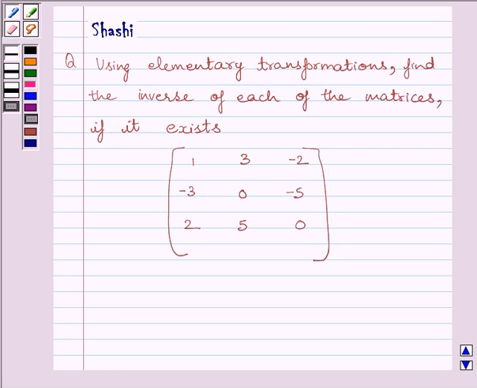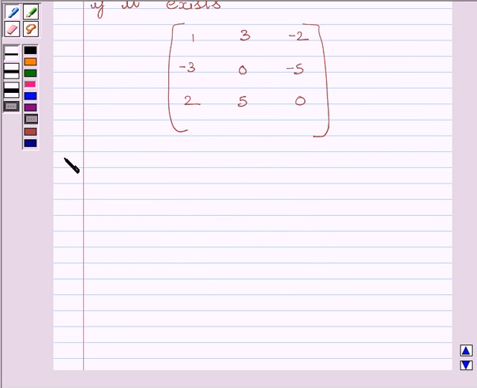I'm Shashi and I'm going to help you with the following question. Question is, using elementary transformations, find the inverse of each of the matrices if it exists. The given matrix is 1, 3, minus 2, minus 3, 0, minus 5, 2, 5, 0. Let us start with the solution now.